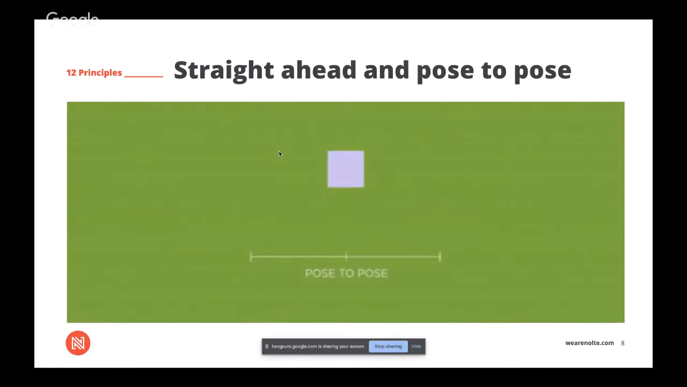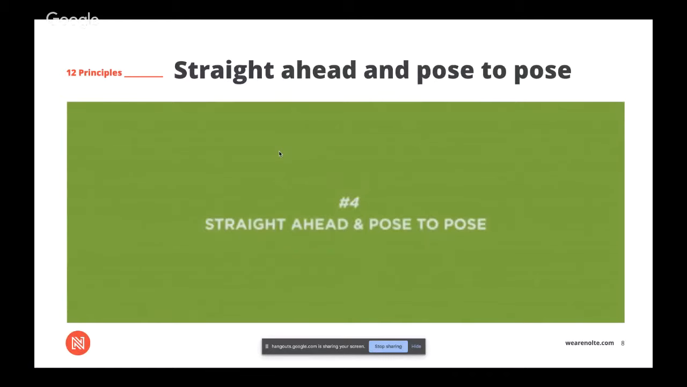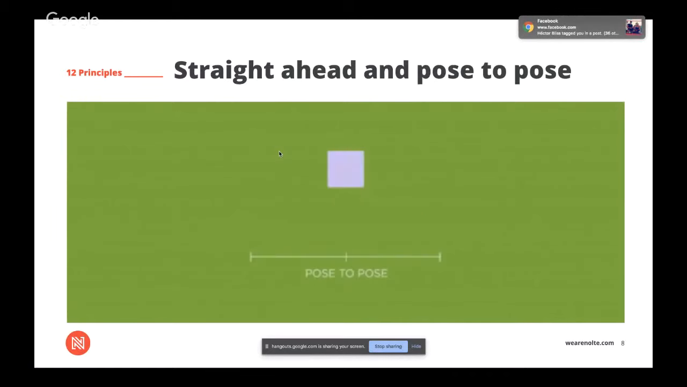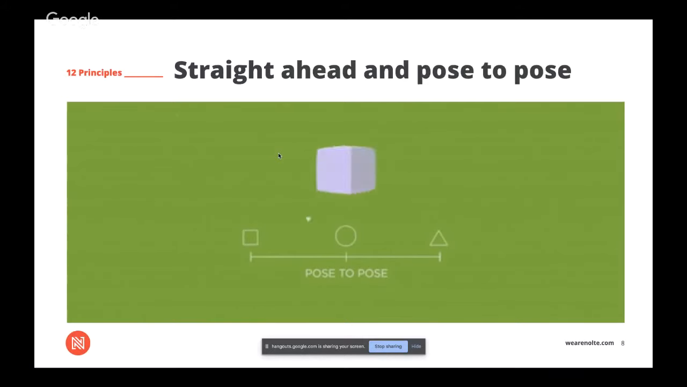4. Straight ahead and pose to pose. Straight ahead and pose to pose are two different ways to create animation. With straight ahead, frames are created from beginning to end. The animation is more fluid and dynamic. With pose to pose, the first and the last frames are created. Then the necessary in-between poses are added. As we are using keyframes in web animation, the use of computers can fill in the missing in-between poses automatically. So you don't have to worry about drawing the in-betweens. So the pose-to-pose approach is more relevant.